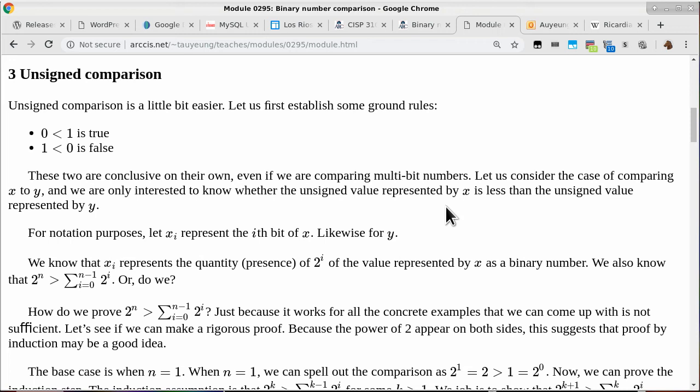Okay? So now we move on to comparing x and y. I want to find out whether x is less than y. That's all I want to find out. I don't care about whether they're equal to or greater than. I just want to know whether x is less than y. Is that okay? Because we can translate other comparison operators to just less than.